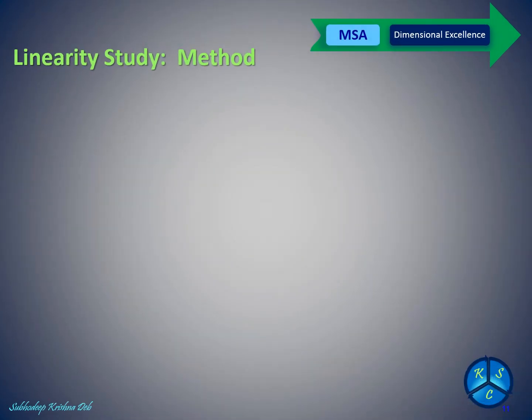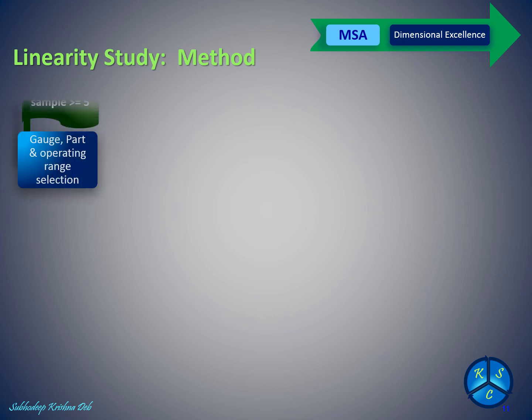Now we have completed the first two tools, that is the bias study and the stability study. Now the third tool is the linearity study. As we all know, bias, linearity, and stability are all properties of the instrument. Now linearity, as we have discussed also, is the change in bias over the operating range.